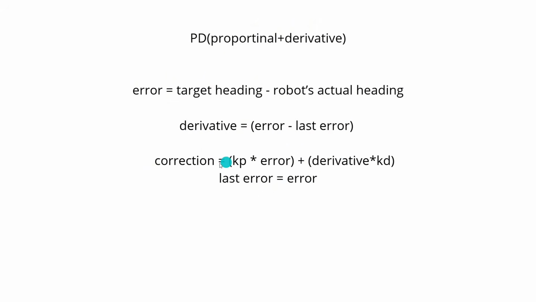And correction equals this equation, and this is the simple formula of the PD controller. And at the end of every loop, we save the current error as last error, so next loop we can calculate the derivative again. And Kd controls how much weight we give to that rate of change. Too small, it still oscillates, and too big, the robot becomes sluggish and slow to react. And again, the coefficients depend on your robot.